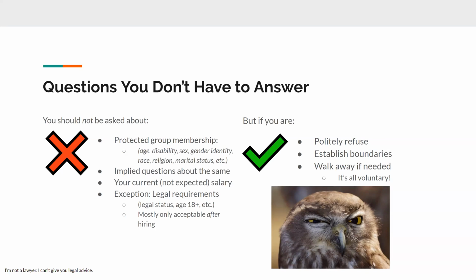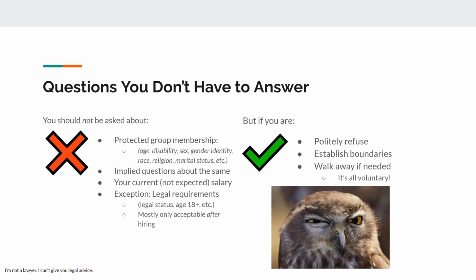And to say politely that a question is not appropriate, to establish a boundary, which is, I appreciate your interest, but that's not really something that I'm here to talk about. I'm really here to talk about work that I could do for your company and not about my marital status or my religion or whatever else it is. That is perfectly okay.